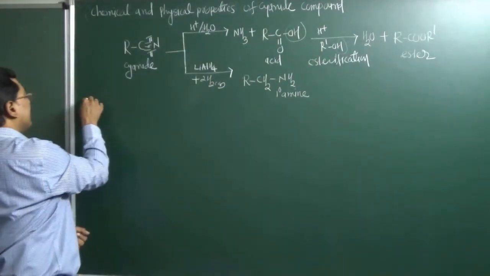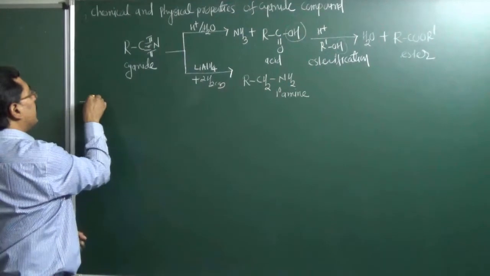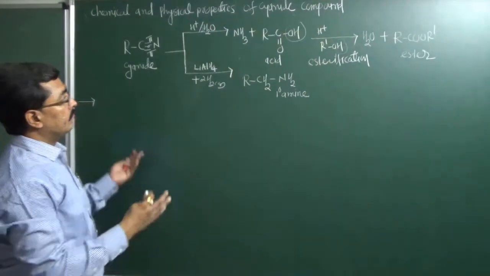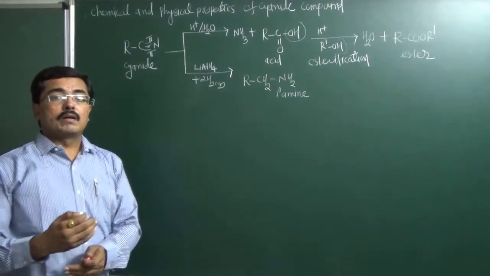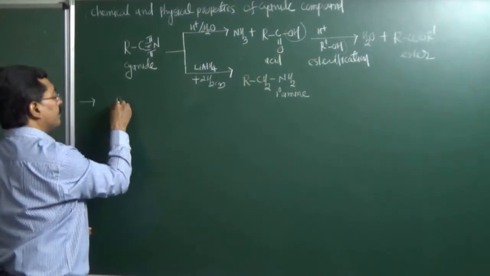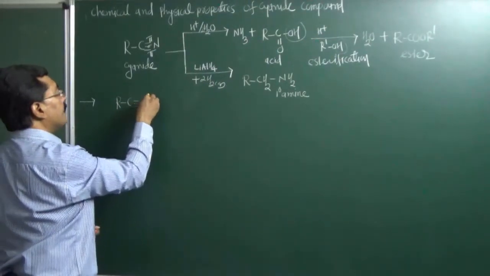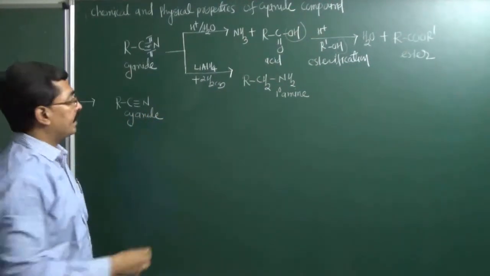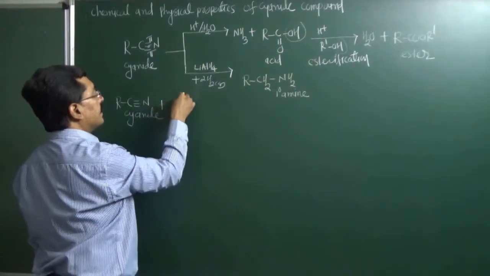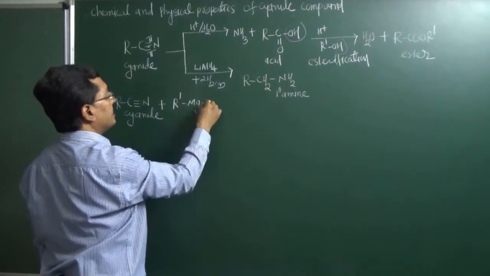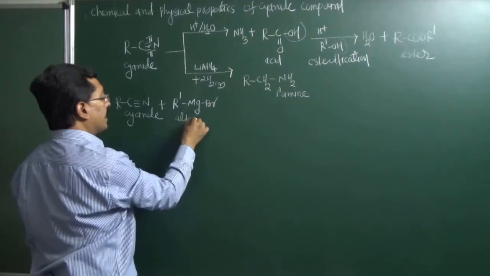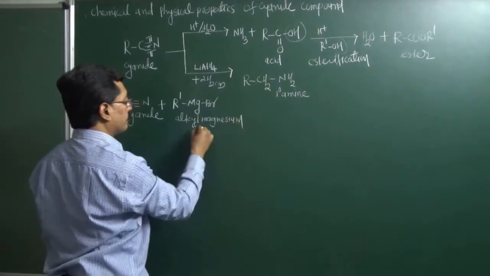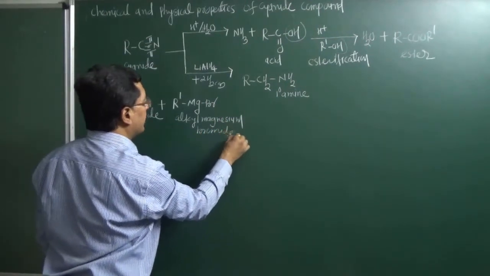Next, the reaction of cyanide compounds. A cyanide compound easily reacts with different types of Grignard reagents. Suppose we have the cyanide compound R-C triple bond N. It is allowed to react with a Grignard reagent, and as the Grignard reagent I have taken alkyl magnesium bromide. The reaction occurs in this way.